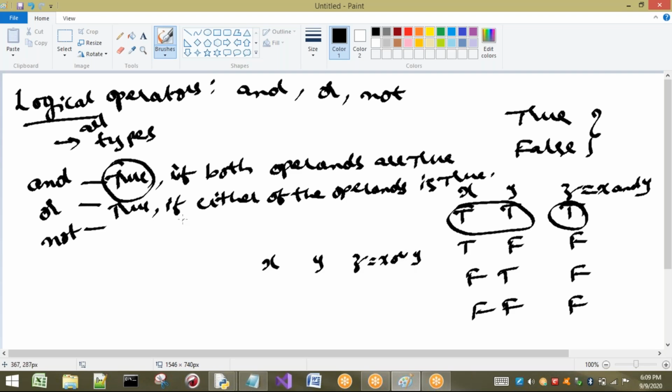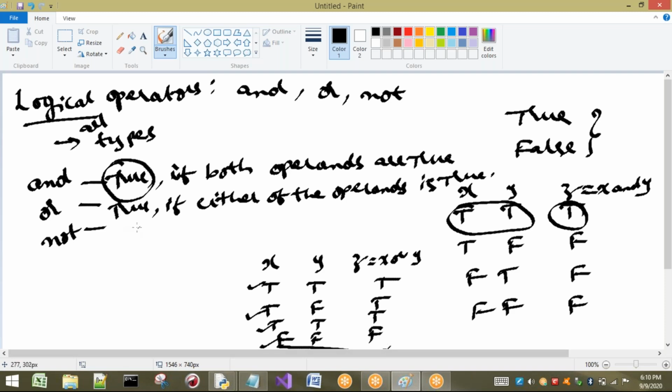Now study this one. If either of the operands is true, then only the answer will be true. Here I am going to consider different cases: true, true; true, false; false, true; and false, false. Here at least one true is there, here also at least one true, here also at least one true. But here there is no true, so here we get false. In all remaining cases, we get true. If either of the operands is true, we get true.